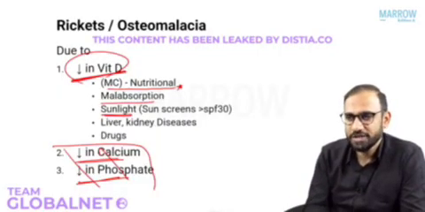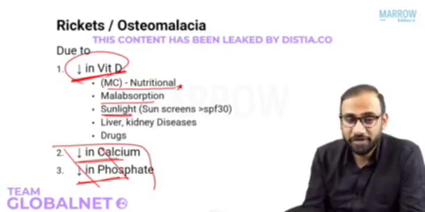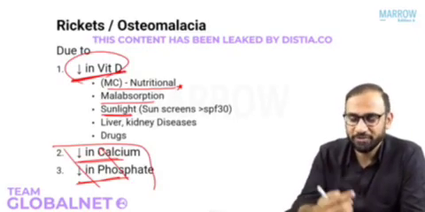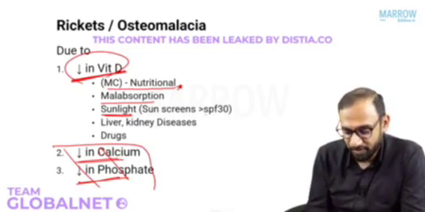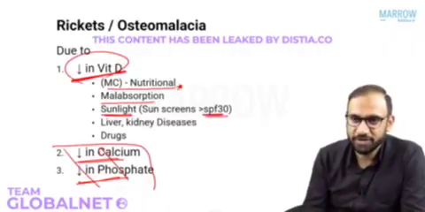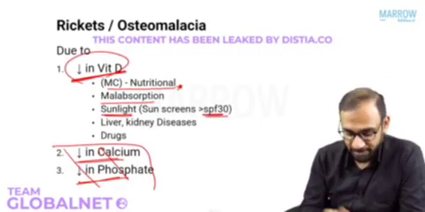Lack of sunlight exposure means you're stuck at home, you're not going out, you're stuck in quarantine, or people who cover up their body when they go out, or people who apply a lot of heavy sunscreen to protect them from sun. So sun protecting factor more than 30, if you use, has the potential to prevent vitamin D activation. So keep that in mind whenever you're purchasing your sunscreen.